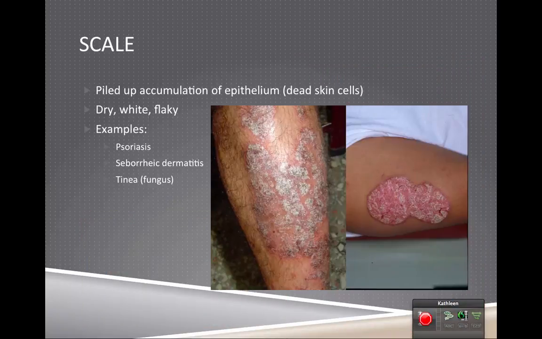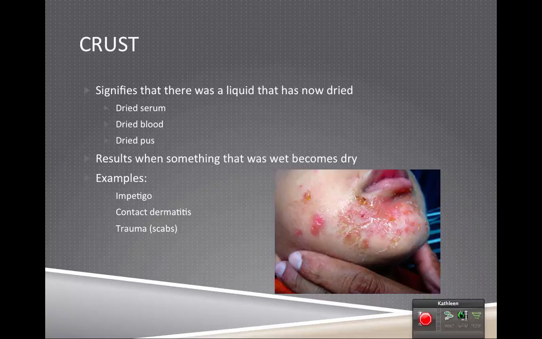Scale is a piled up accumulation of epithelium or dead skin cells. Dry, white, flaky. Examples are psoriasis, seborrheic dermatitis, or tinea fungus. Crust signifies that there was a liquid that has now dried, and that's either dried cerumen, dried blood, dried pus. It results when something was wet and then becomes dry. And this is a classic example of impetigo.